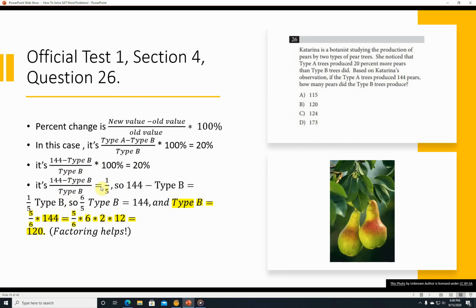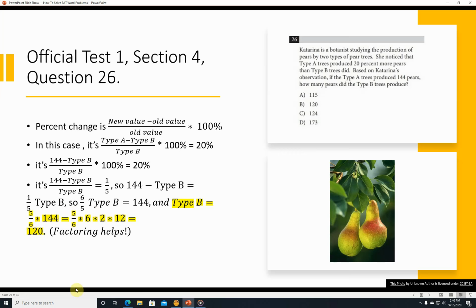So then we just add type B to both sides. So we end up with 6/5 times the number produced by type B is equal to 144, and type B is equal to 5/6 times 144. 5/6 times 6 times 2 times 12. I just factored 144 here to 12 times 12, and then factored the 12 to 6 times 2. So boom, we end up with 5 times 2 times 12, because these 6 cancel out. So you have 5 times 2 times 12 equals 120.